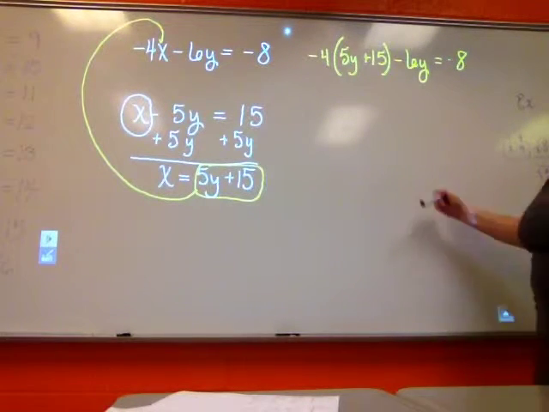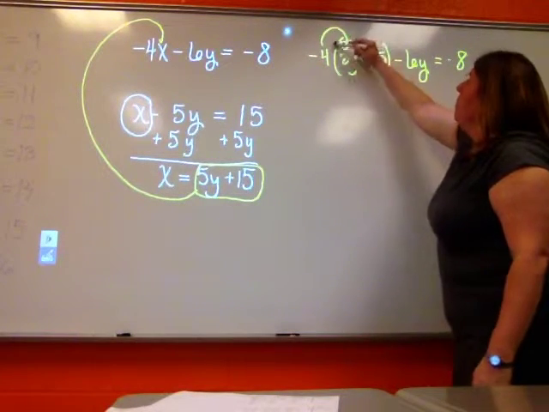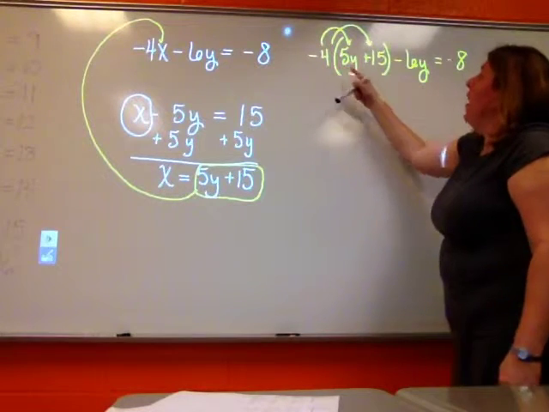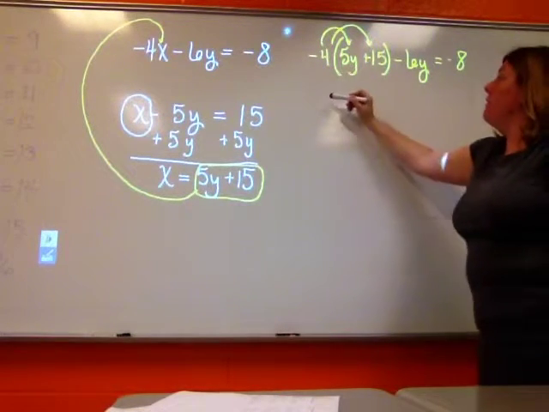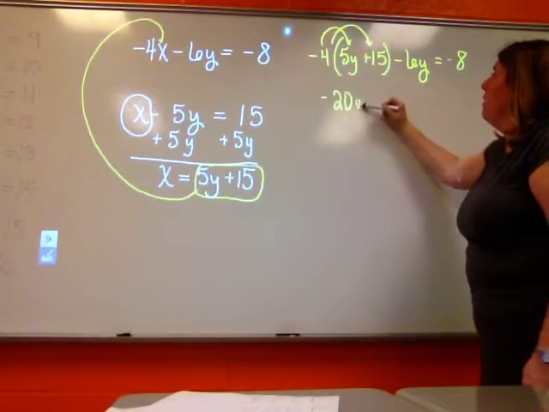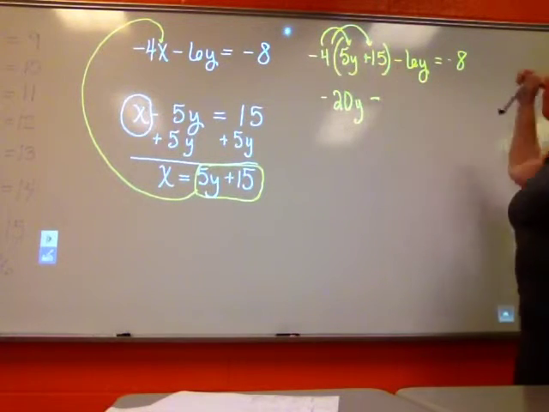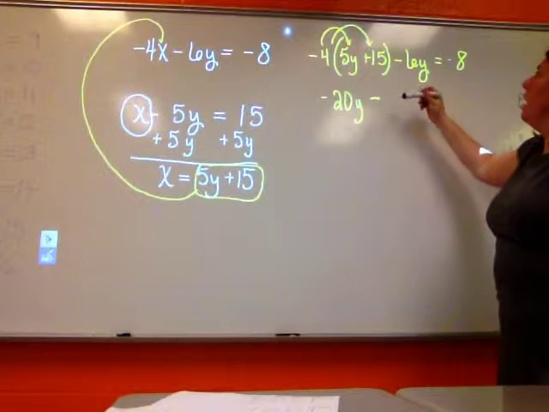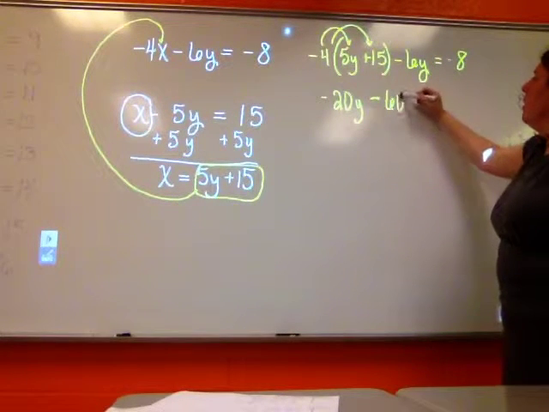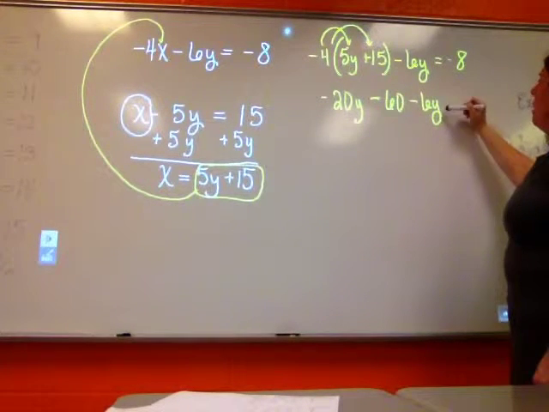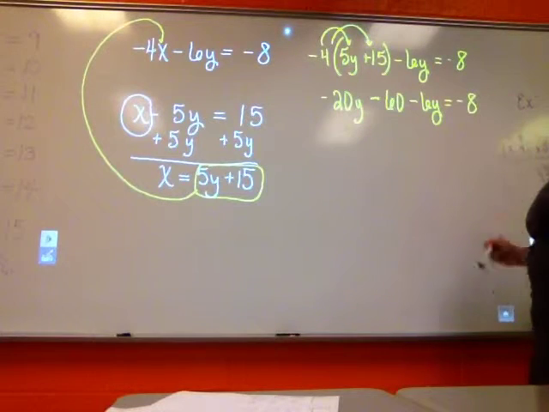Okay? Now what I'm going to do is I'm going to distribute. Negative 4 times 5 is a negative 20y. Minus negative 4 times 15 is a negative 60. Minus 6y is equal to a negative 8.